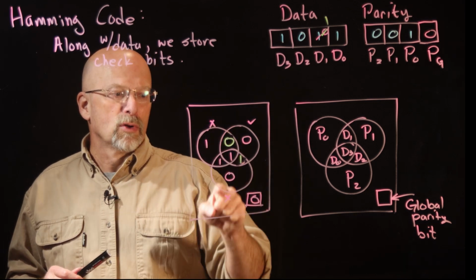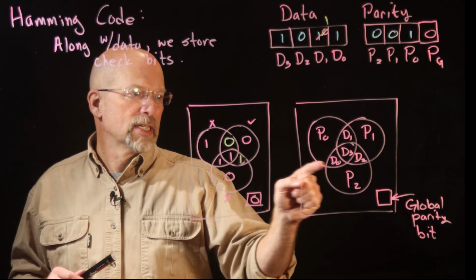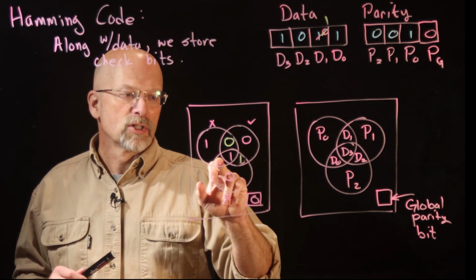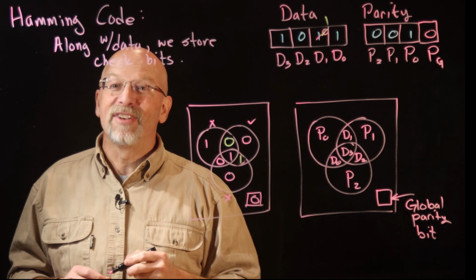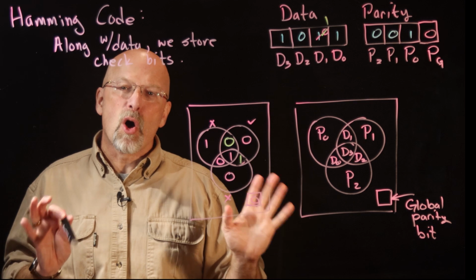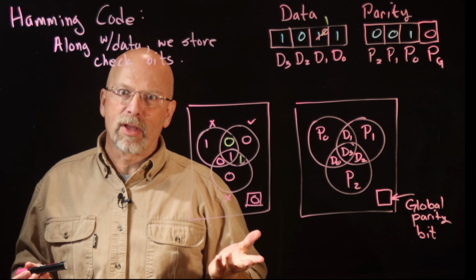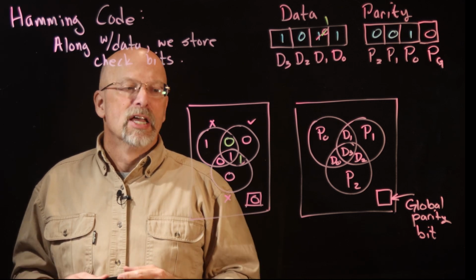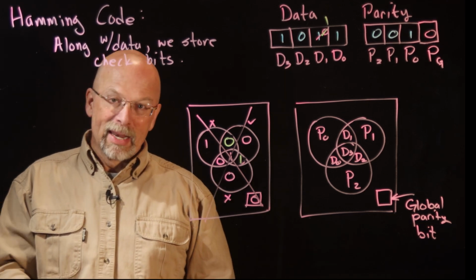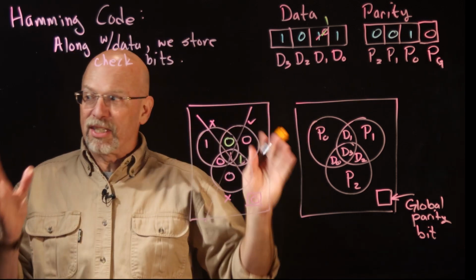So we've got 2 errors. These 2 circles have errors. This one's okay. This guy right here, D0, is the only bit that belongs to these 2 circles, but not this one. So we flip it. We fix it, right? Okay, now that we've fixed it, we take a look at the whole thing. We've got 1, 2, 3. In the whole Venn diagram, we've got 3 1s, including the global parity bit. So that means that there is a problem. We have 2 errors.